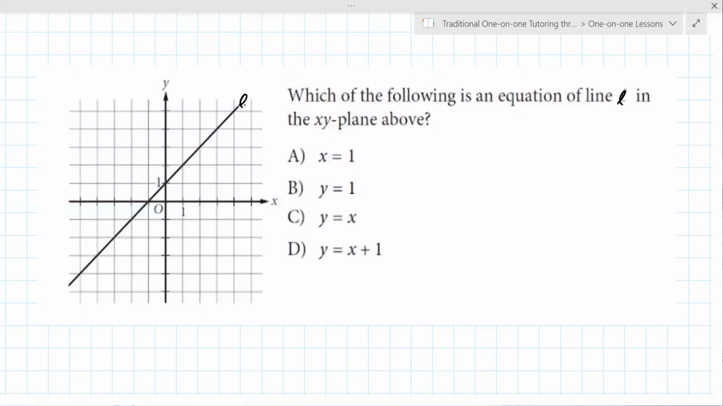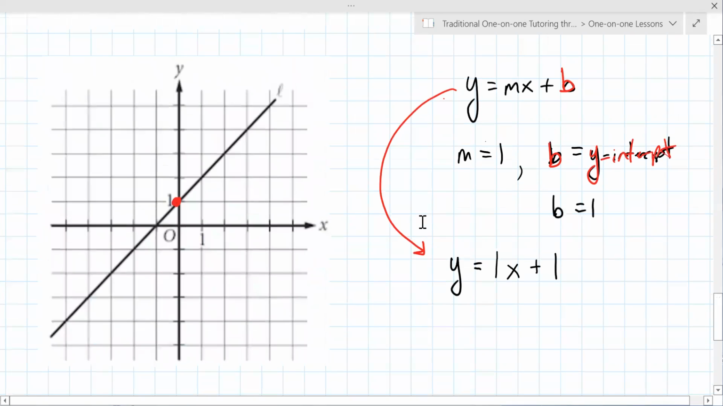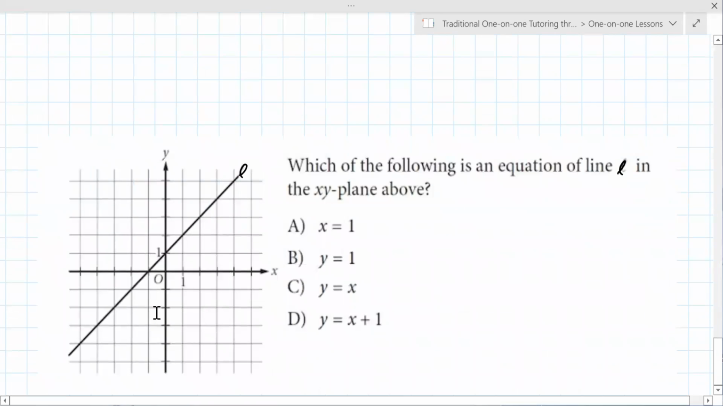So what is the correct answer? X equals 1. No, I got it. I was so close. No, you're not close at all. What is the equation of this line, Sourish? Y equals 1x plus 1. Yes. Is that the same line as this? Yes. Yes, it is. So what is the correct answer here? D.